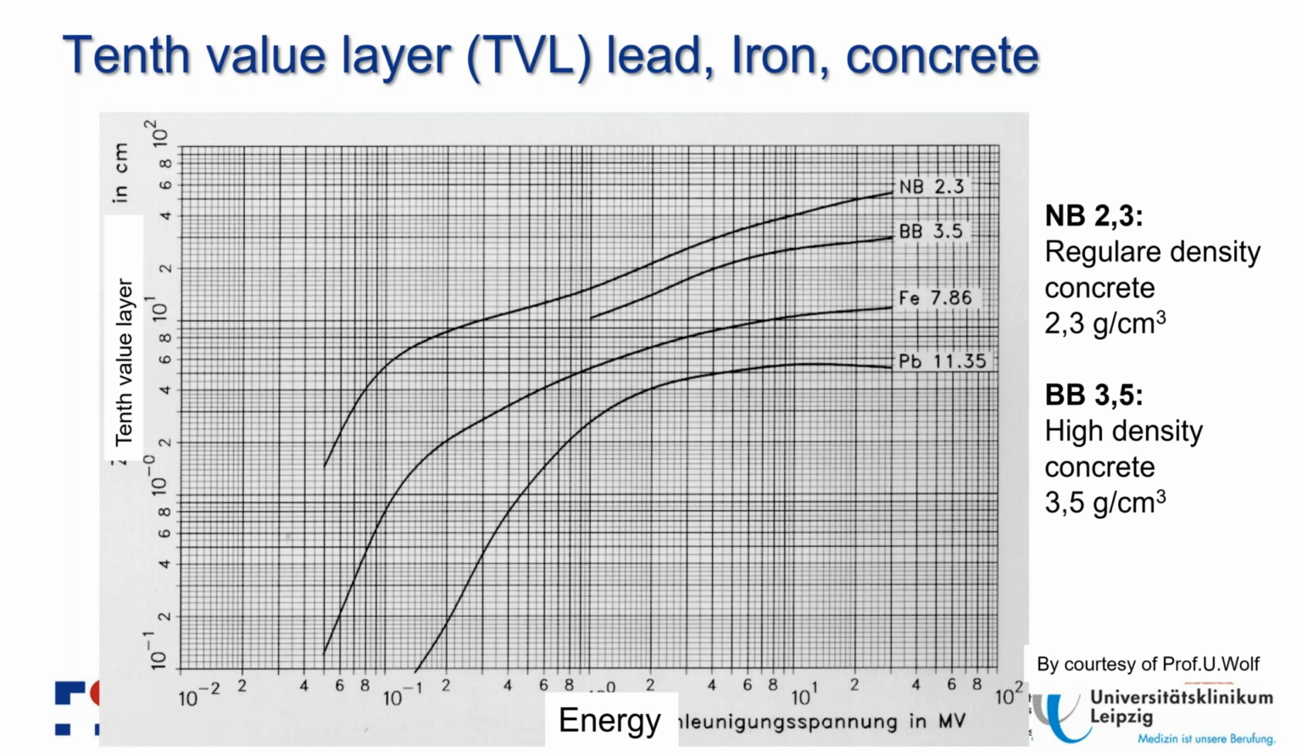Yeah, we have it to give you an idea about the tenth value layer. You see, we have here different diagrams. What the NB means, the NB line, NB 2.3 means we have a regular density of concrete. These are 2.3 grams per cubic centimeter, and we have the BB 3.5. That means high density concrete of 3.5 gram per cubic centimeter. And if this is a bit animated, I think this is four animation steps in. Could you hit 4 times?